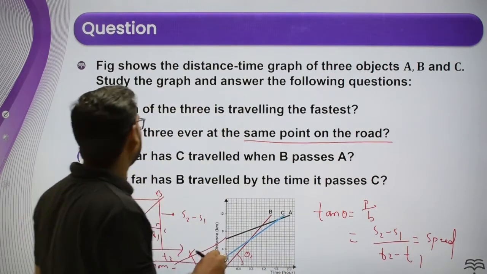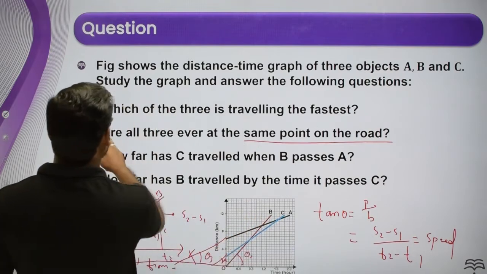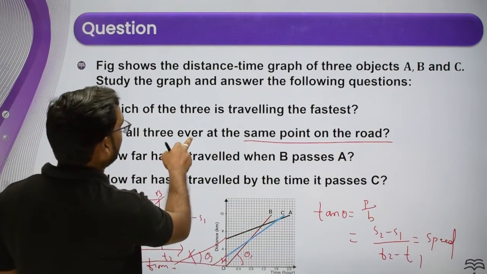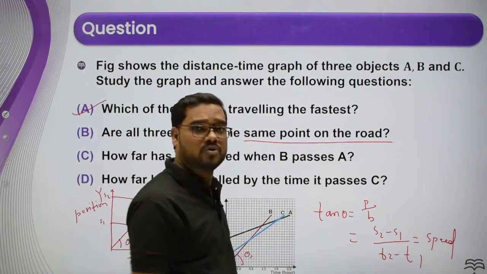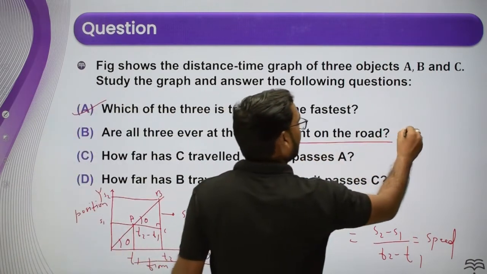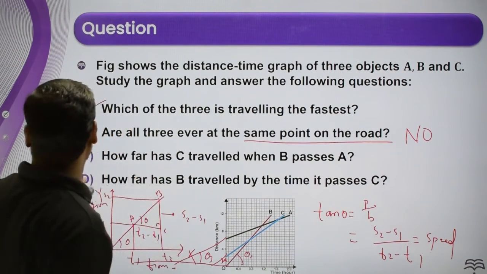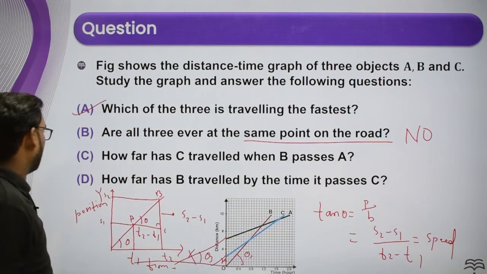So you can say that if this is not reflecting here, then the answer is no. Are all three ever at the same point on the road? No. So the answer of the second part, you can write here, is no. Okay, now you can see here the answer of the third part.